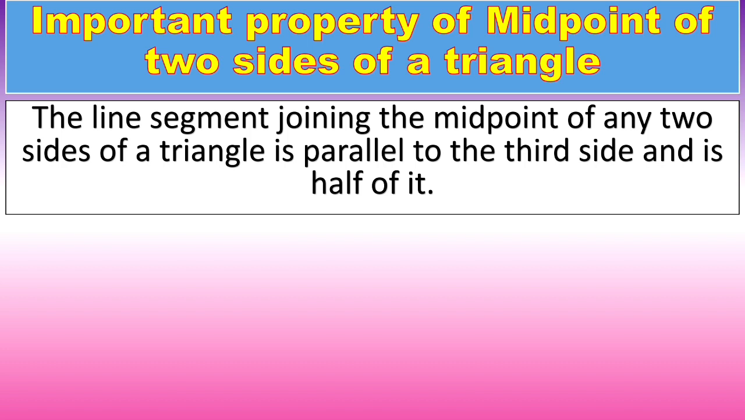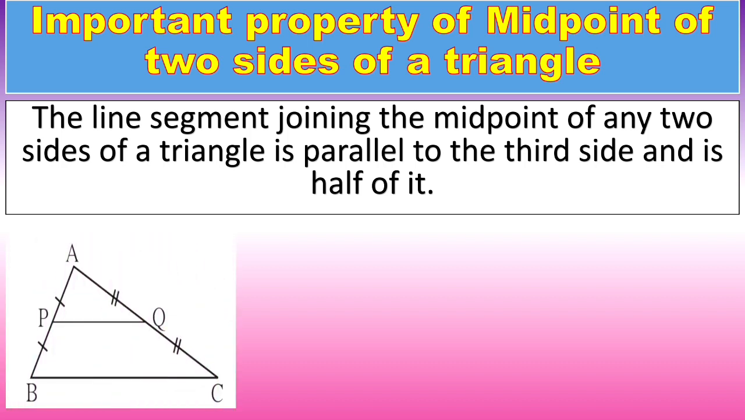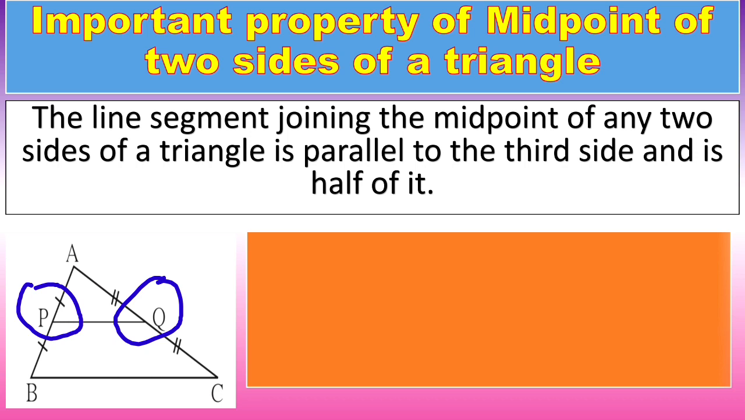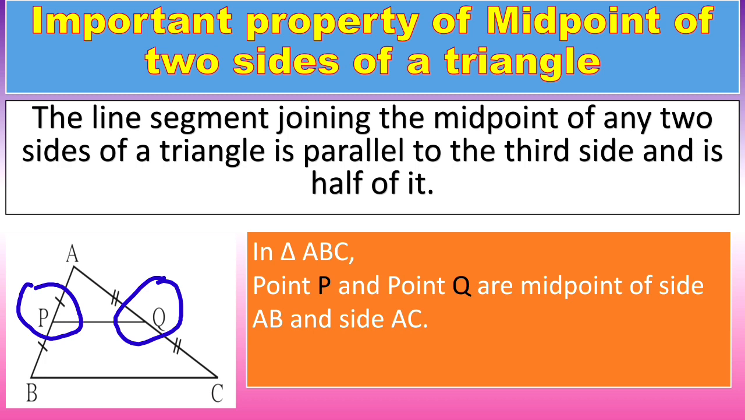The line segment joining the midpoints of any two sides of a triangle is parallel to the third side and it is half of it. If you see the figure, ABC is a triangle, point P is the midpoint of segment AB and point Q is the midpoint of AC. So here we have the two midpoints P and Q. If we join these points P and Q, we get the segment PQ.